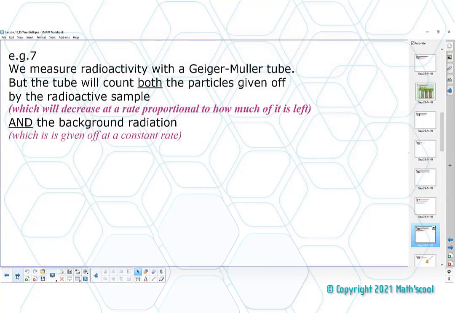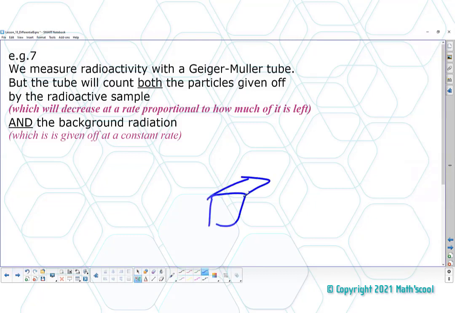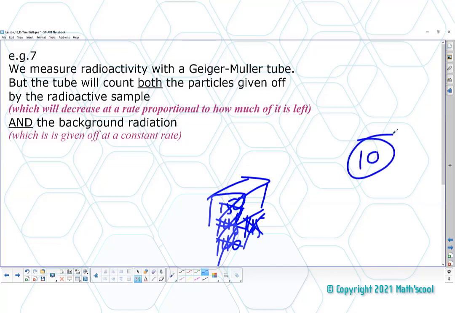Okay, so what's going to happen here is your uranium sample, it's 150 today, but next week it'll be 148. And a week after that, it'll be 146. And then a week after that, it'll be 145. And it's going to decay all the time. Whereas the background 10 is not going to decay at all.